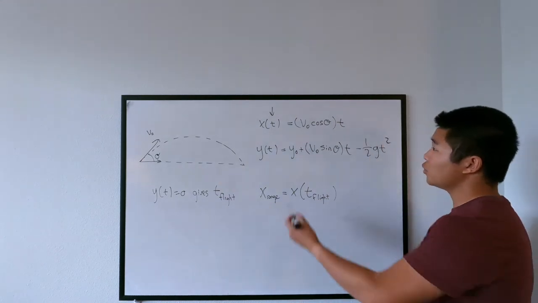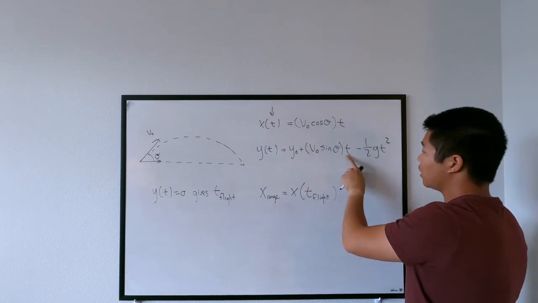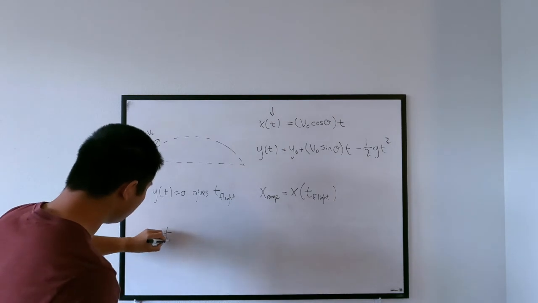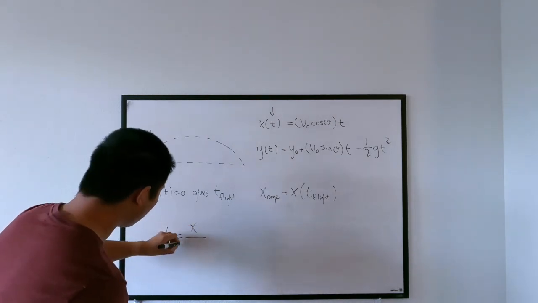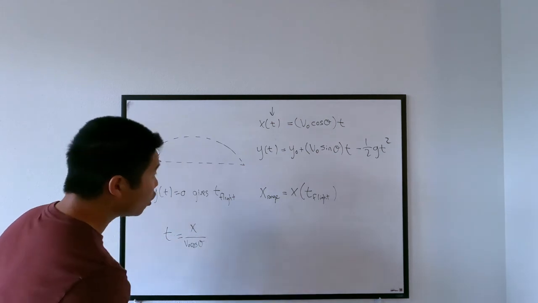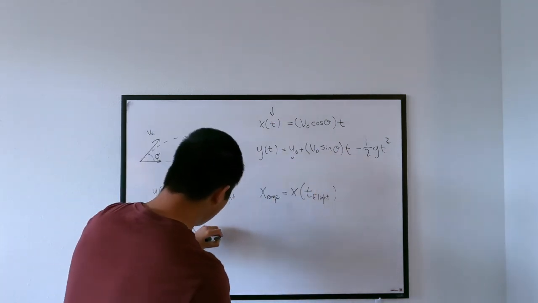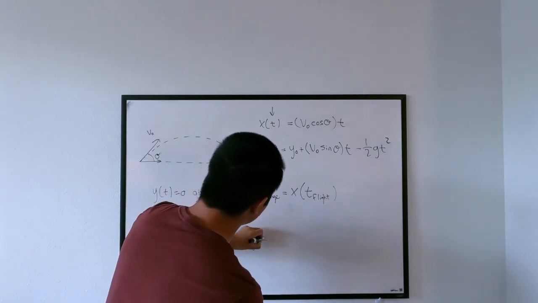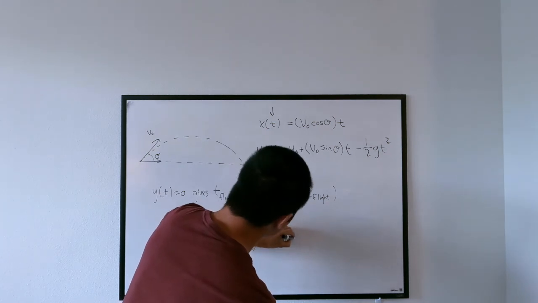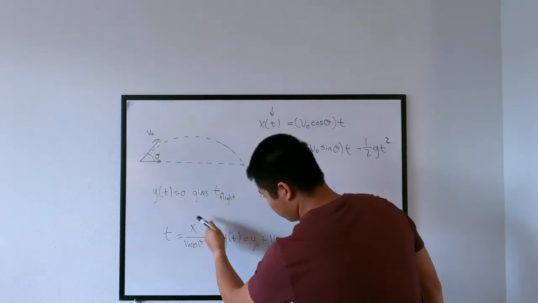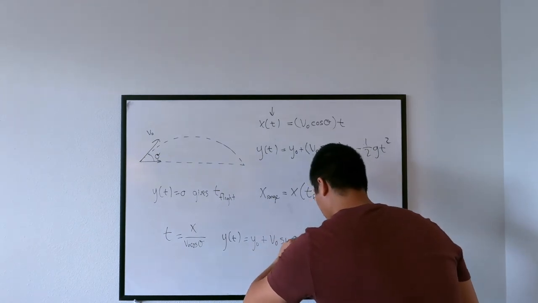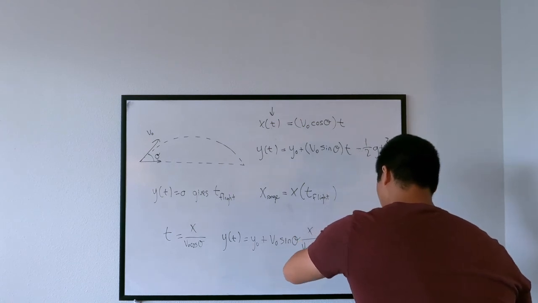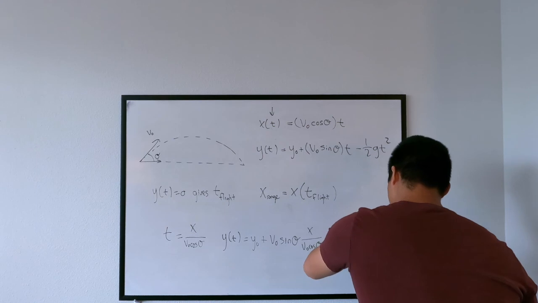Well, what we can do is solve this for t and plug it into here, which we're gonna do right now. Let's solve our x for t, so we're gonna get t equals x divided by v0 cosine of theta. We're gonna plug that into my y of t equation and get y of t equals y0 plus v0 sine theta multiplied by x divided by v0 cosine theta, minus 1/2 g times x over v0 cosine theta, squared.